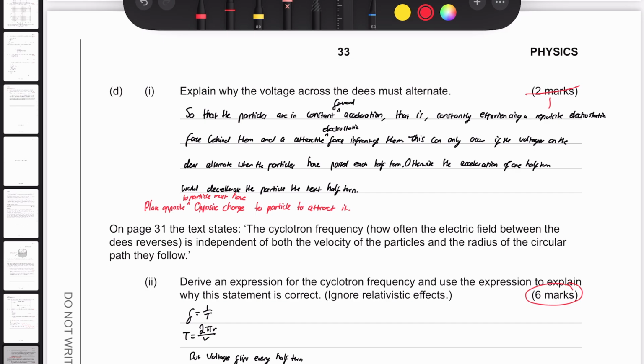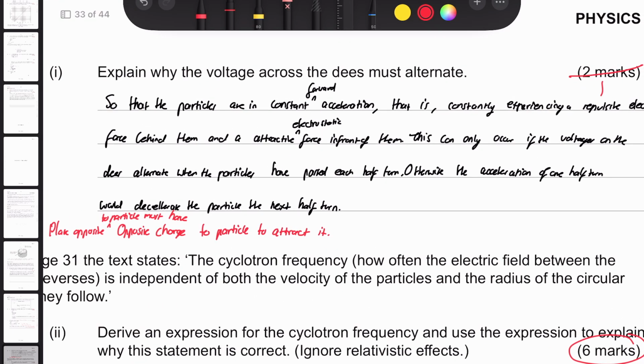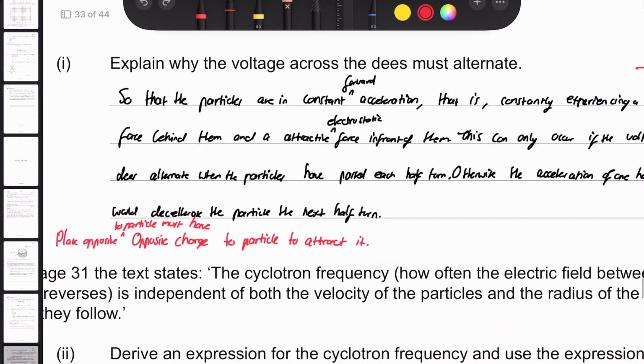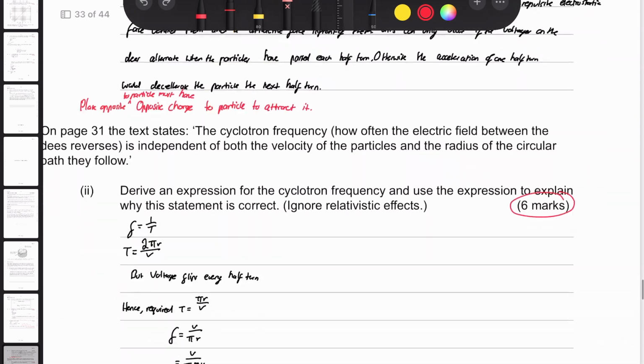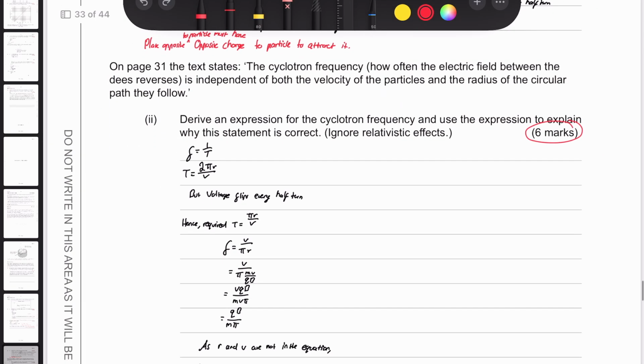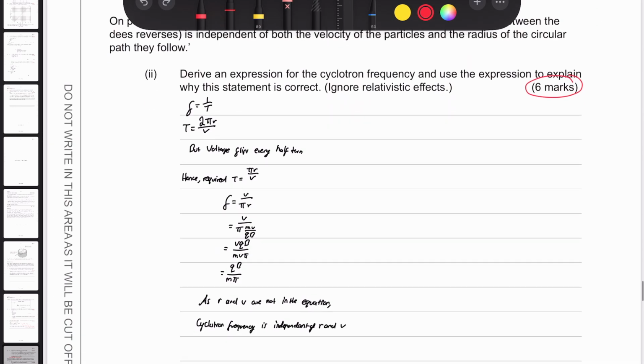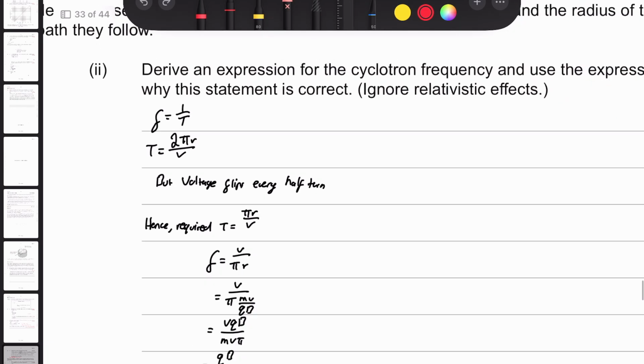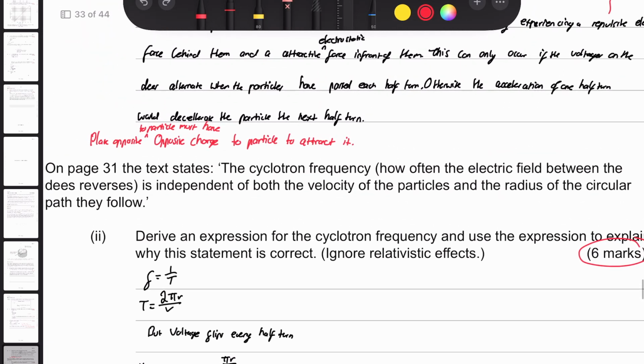I didn't say that, but the second mark says when the particle approaches the electric field from the opposite direction, the polarity of the field must change for the acceleration to remain positive. But that I did say. The voltage will alternate when the path has passed each half turn. Otherwise, the acceleration will decelerate for the next half turn. And then this question we got full marks for, which is very nice. I like this question. It was very smart, very nice question.